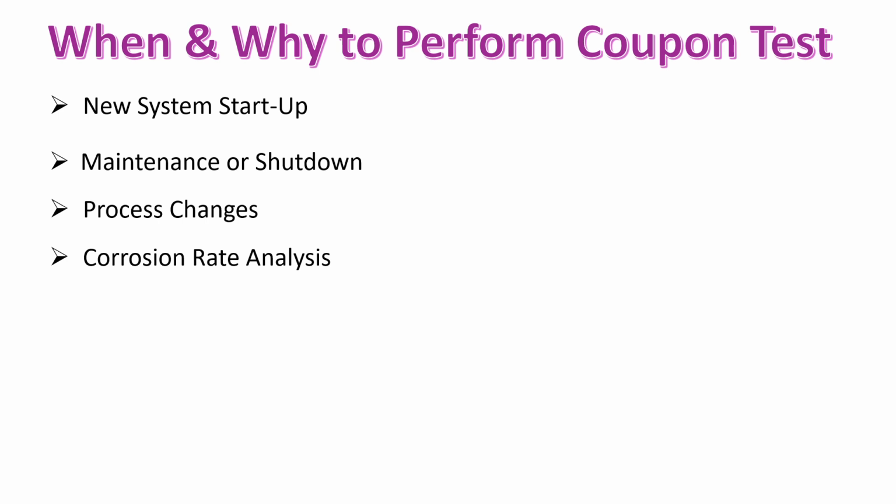The next is corrosion rate analysis. The corrosion coupons may be used to provide accurate and reliable data for the analysis of corrosion rate over a certain period of time, because the coupon test is done for a certain period of time. It may be kept in contact with the corrosive atmosphere for 24 hours or 48 hours. That depends on our process requirement.